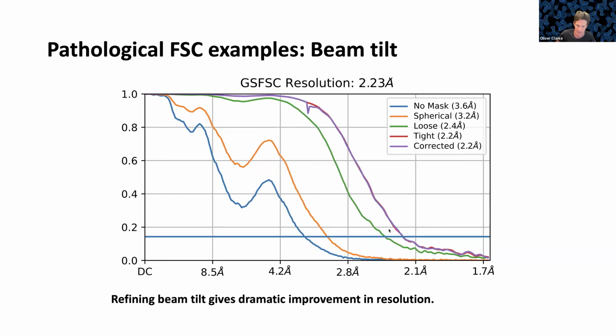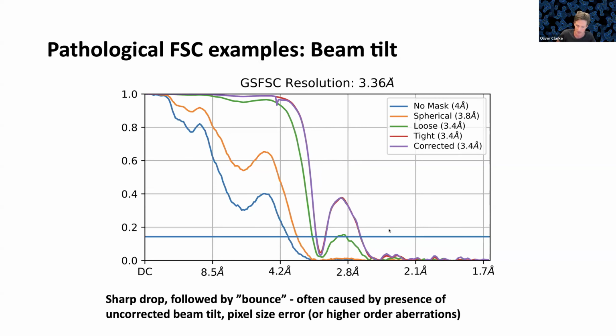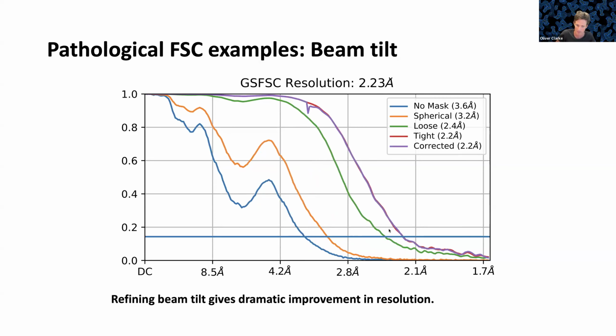And in this particular case, that gives a substantial improvement where we go from having a kind of lousy map at 3.4 angstroms to a very nice map at 2.2 angstroms. This was a very extreme example where we had, I think, about 5 milliradians of beam tilt. But you'll see this as well in less exaggerated forms in data that's not quite as badly collected to begin with.